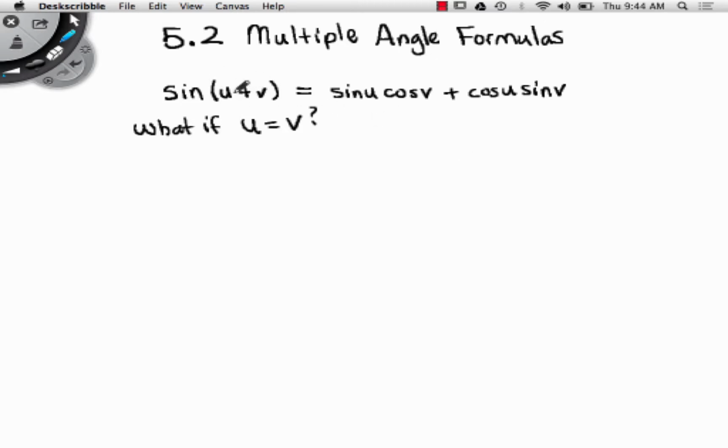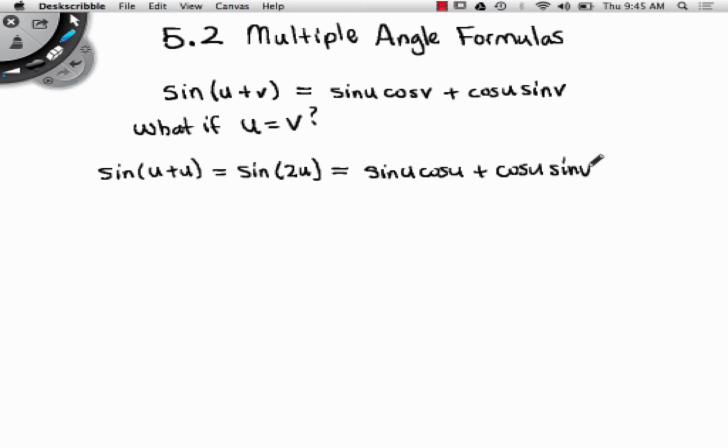Well, if that's the case, then this becomes the sine of u plus u, which is equal to the sine of 2u. So this is called a multiple angle because it's multiplied by 2. All I have to do now is replace v with u, and this becomes the sine of u cosine of u plus cosine of u sine of u, because I'm replacing v with u, and these are like terms, so they add together to give me 2 times the sine of u cosine of u.